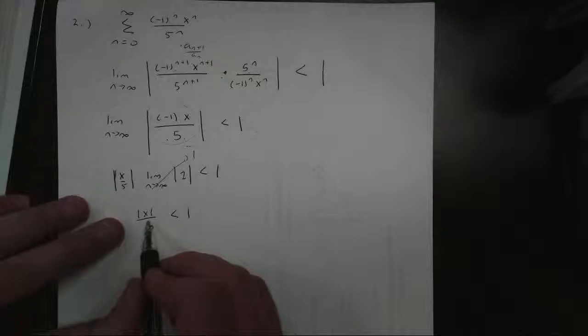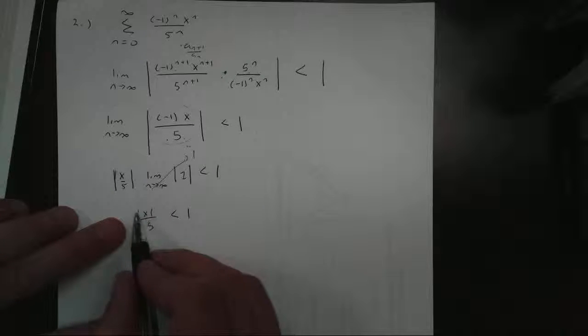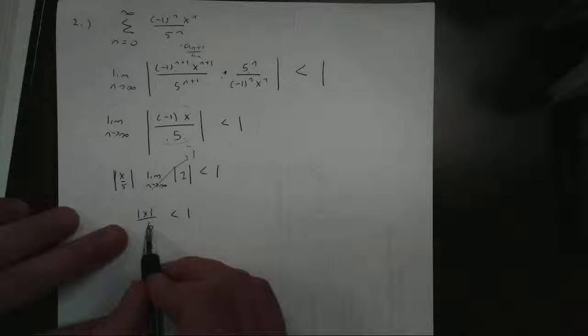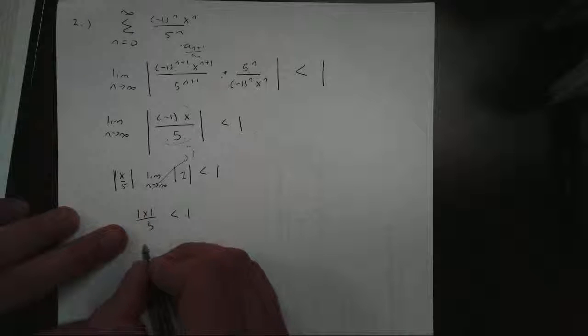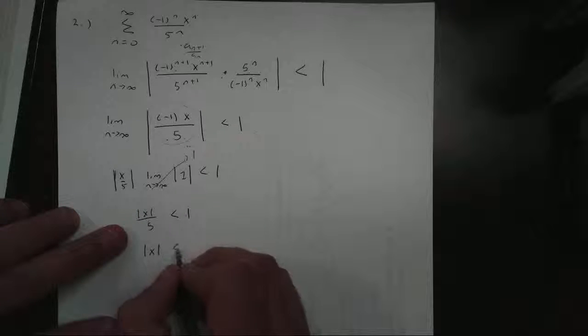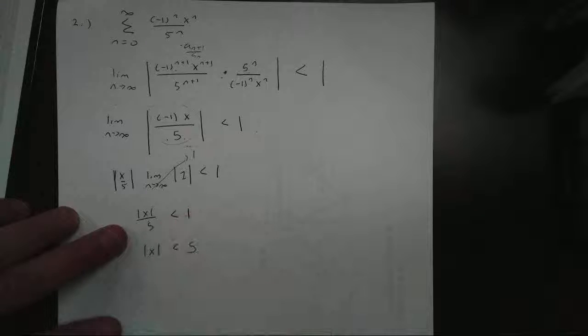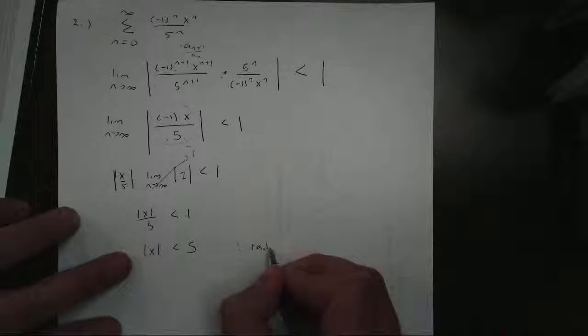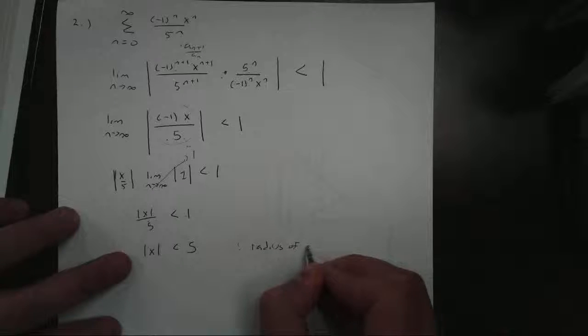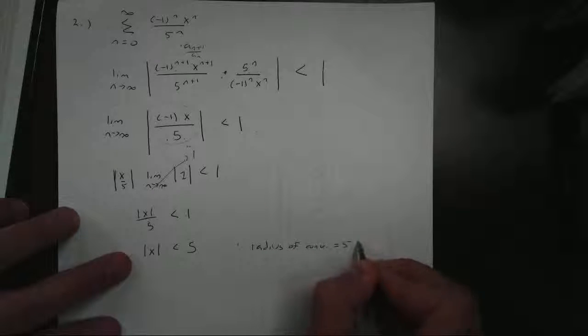So now this says as long as the absolute value of x over 5 is less than 1, this series will always converge. So to get the radius, I'm just going to multiply both sides by 5, because remember, from algebra, so it's less than 5. We'll talk about that in just a second here. So therefore, my radius of convergence is 5.